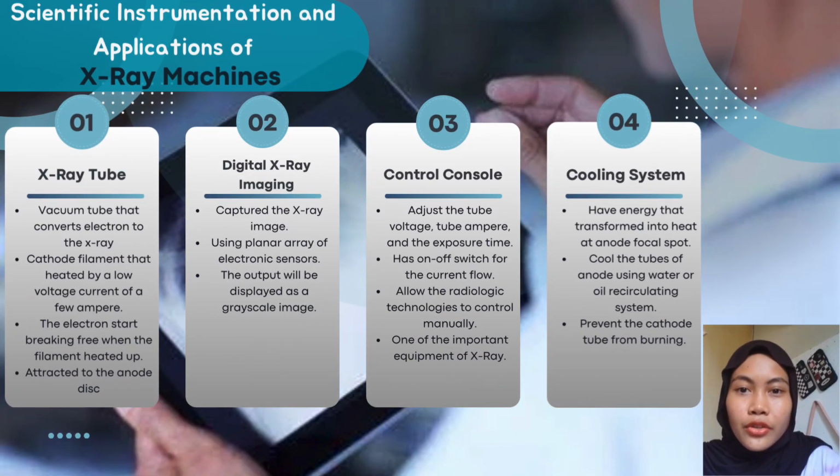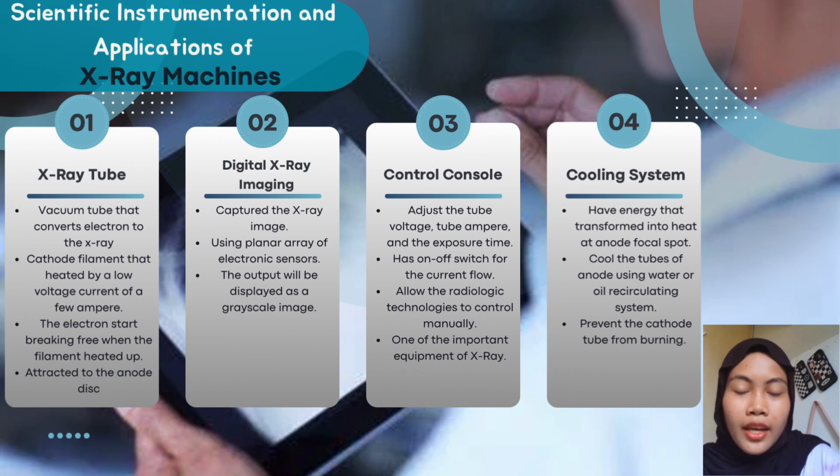Hi, my name is Nurul Farhana and I will continue with the second part, which is scientific instrumentation and application for X-ray machines. So, we will go with scientific instrumentation first. There are 4 things we can see, which are the X-ray tube, digital X-ray imaging, control console, and cooling system. Let's go one by one.